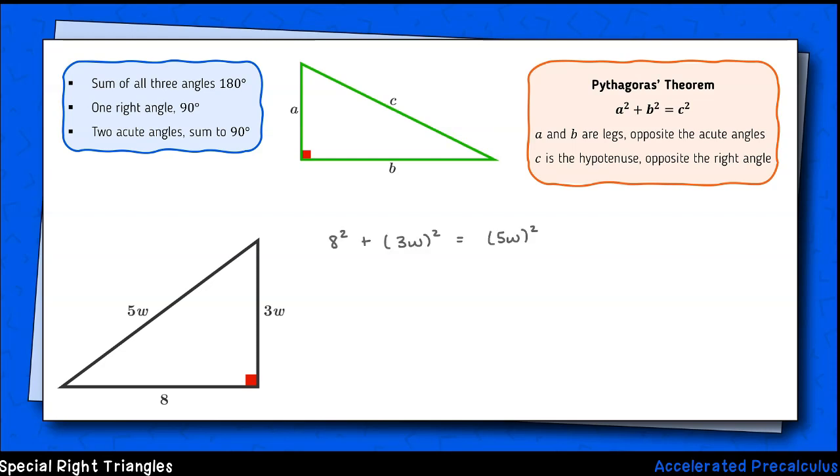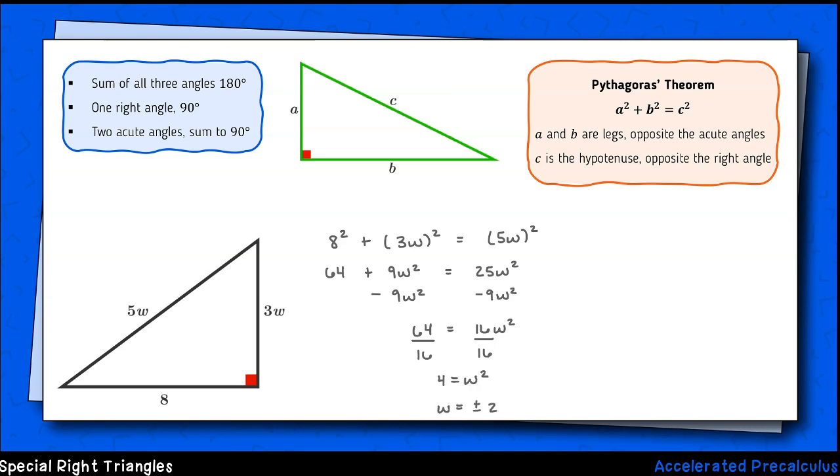Let's practice using it. Below, I have 8 squared plus (3w) squared equals (5w) squared. Following order of operations, I'll go ahead and apply the exponent on all terms. I now have 64 plus 9w squared equals 25w squared. I can subtract 9w squared from both sides of the equation, resulting in 64 equals 16w squared. I'll divide all terms by 16, simplifying the equation to 4 equals w squared.